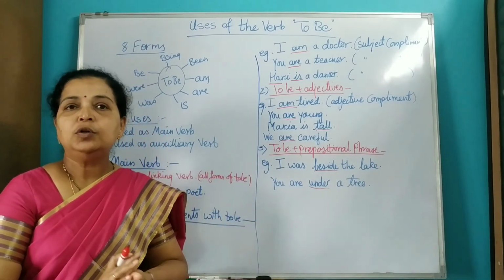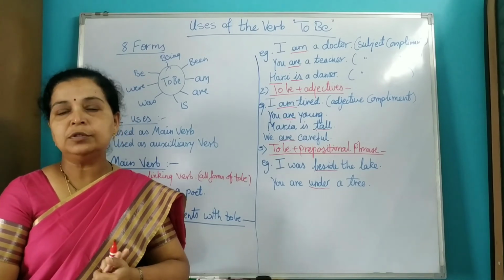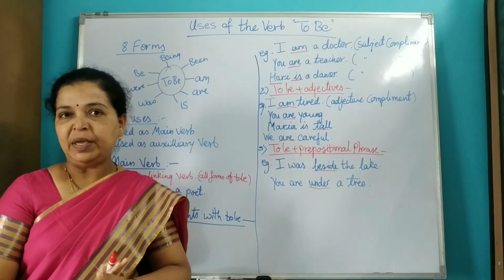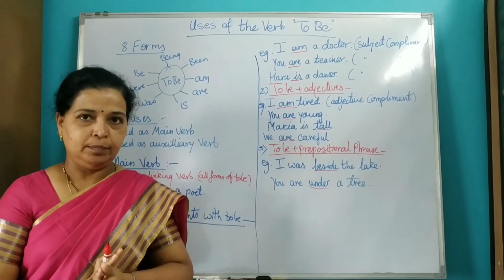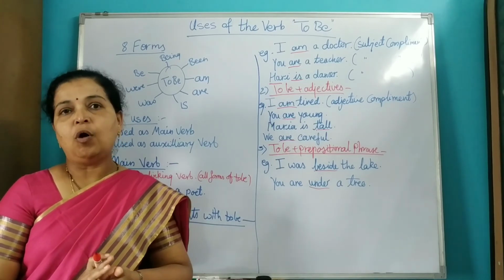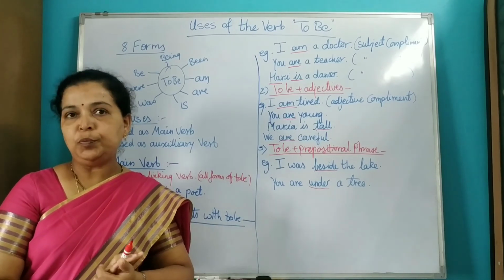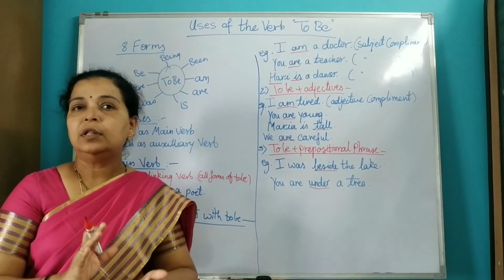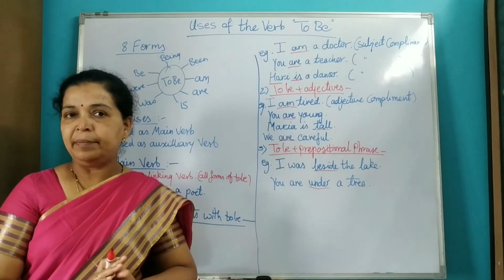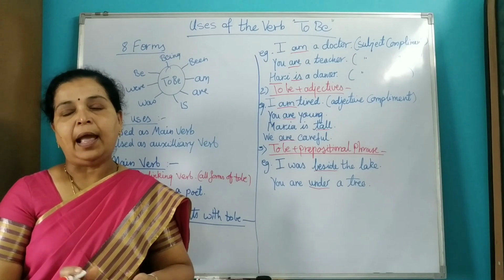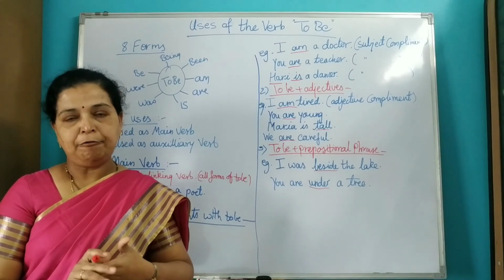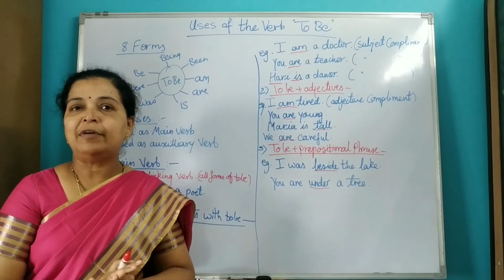Okay. So today we saw how to use the verb to be as a main verb. And we saw how along with to be we have to use the complements: subject complement, adjective complement and prepositional phrase. Okay. Hope you have understood.